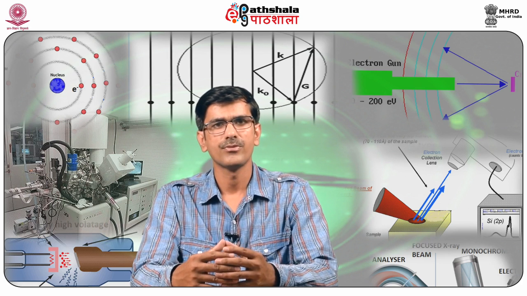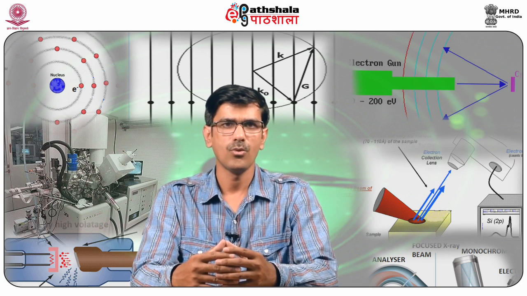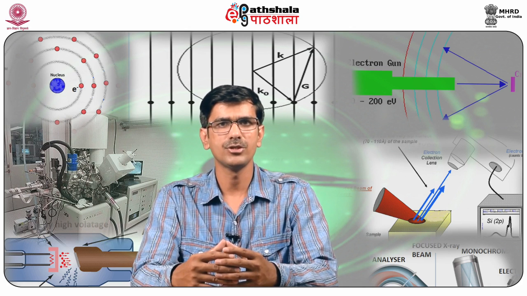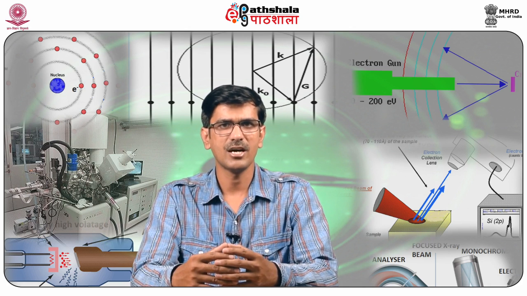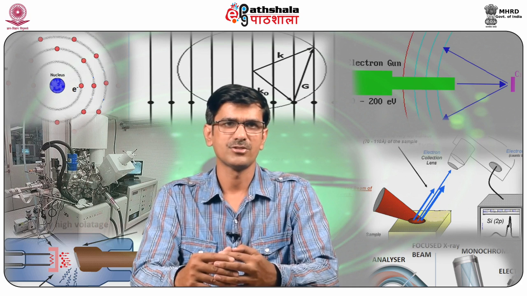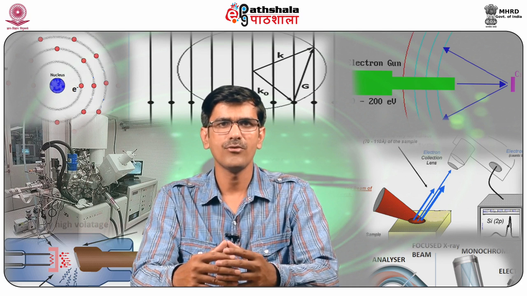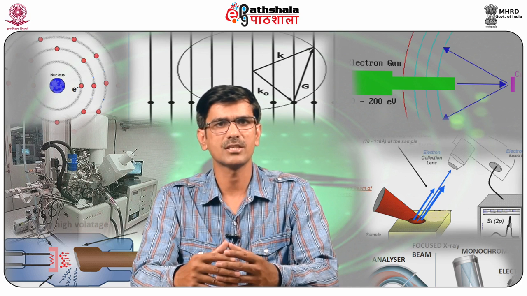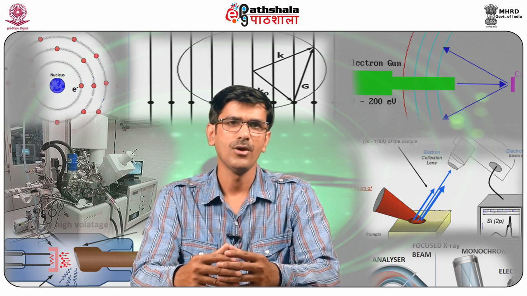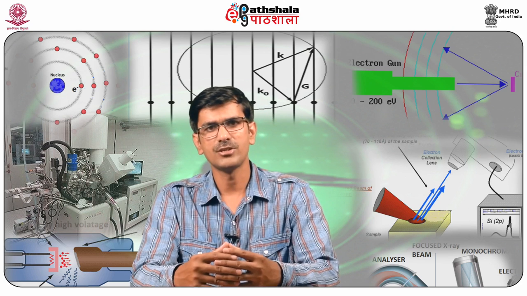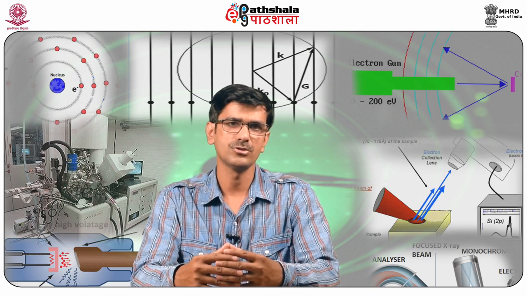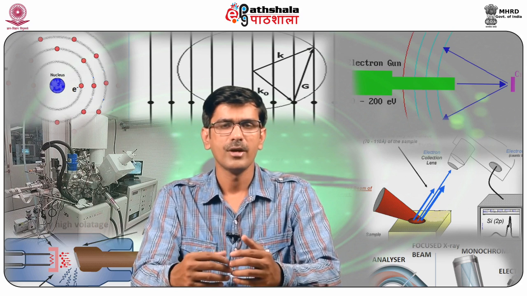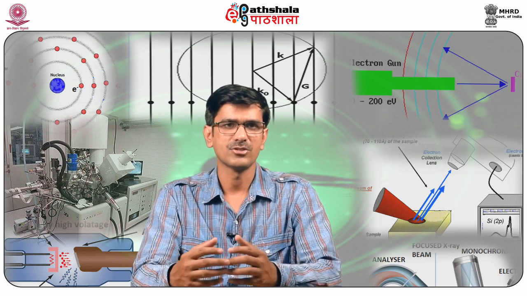For simple cubic, 100, 110, 111, 200, etc. are the permitted reflections. For body centered cubic, 110, 200, 211, 220, etc. are the permitted reflections. For FCC, that is face centered cubic, 111, 200, 220, etc. are the permitted reflections.